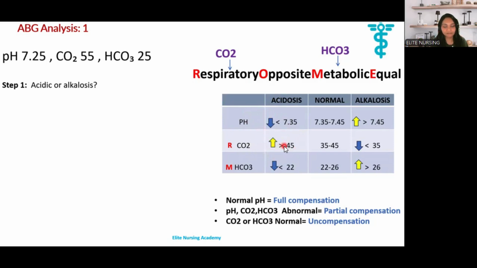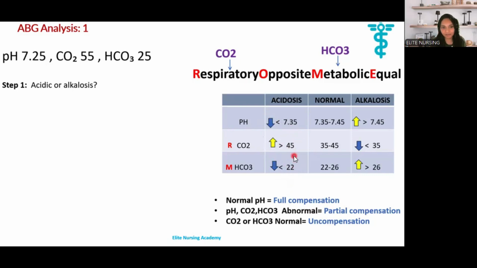For metabolic, they both will go in the same direction. Both pH and HCO3 will be low or they both will be high. So let's look here. If bicarbonate is less than 22 and pH is less than 7.35, they both are going in the same direction, which means we have a match in the metabolic system.